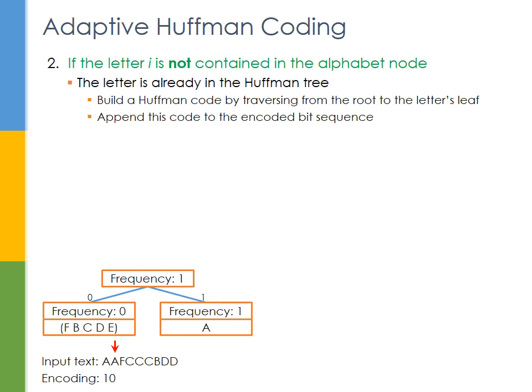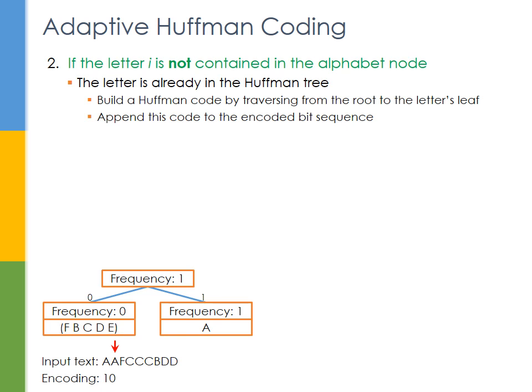So we generate this encoding by starting off at the root node of the tree and traversing down until we reach the leaf node that contains the letter that we're encoding. And as we traverse, we record for each branch that we traverse through whether it's a 0 branch or a 1 branch.